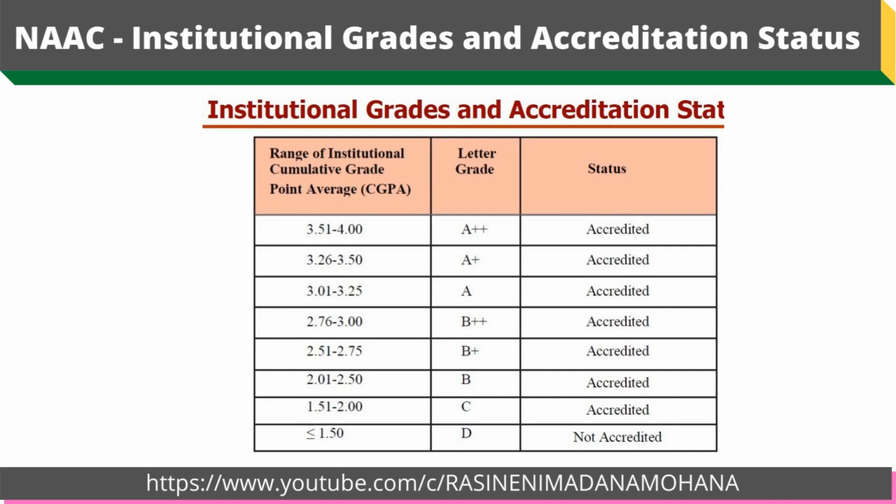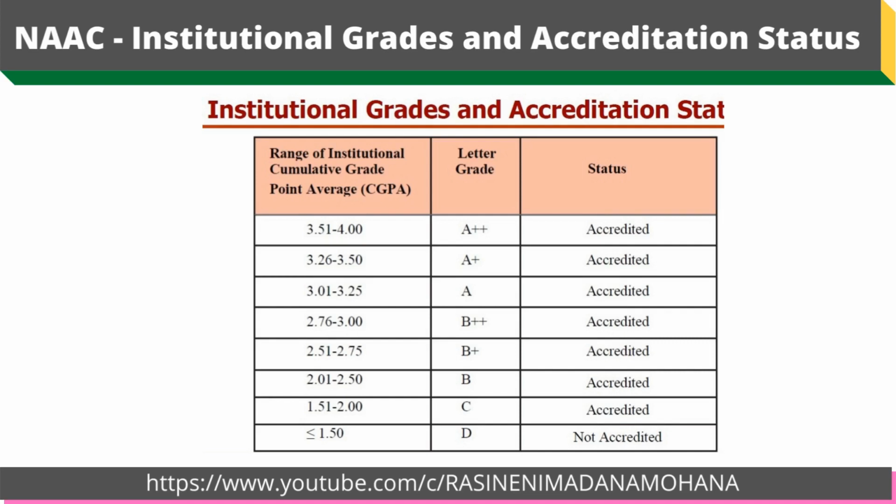If your CGPA is between 1.51 to 2, then the letter grade is C, and your institution is accredited with C grade. If your CGPA is 2.01 to 2.50, then the letter grade is B, and here also the status is accredited. If your CGPA is 2.51 to 2.75, then the letter grade is B plus, accredited. Then 2.76 to 3, the letter grade is B double plus, accredited. Then 3.01 to 3.25, the letter grade is A, accredited.